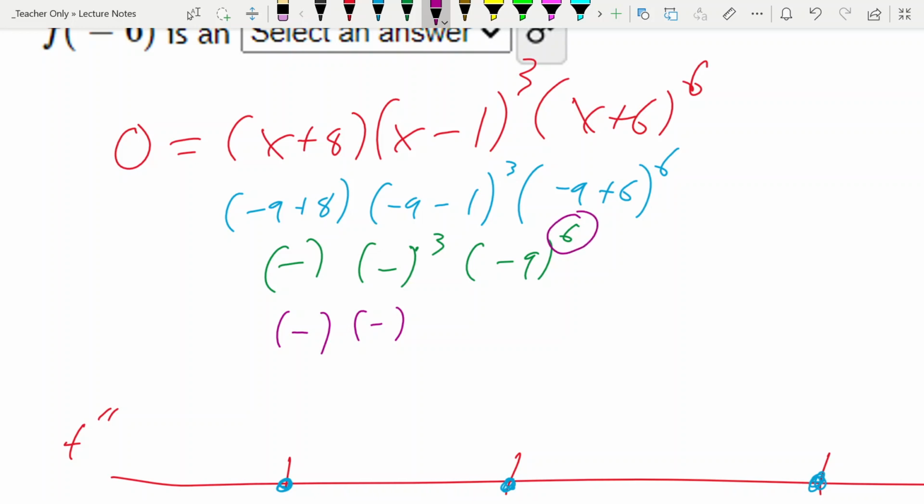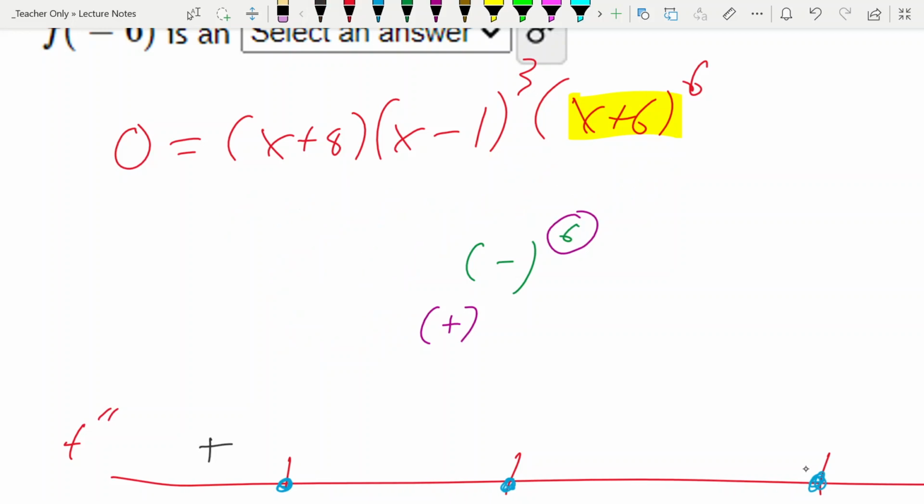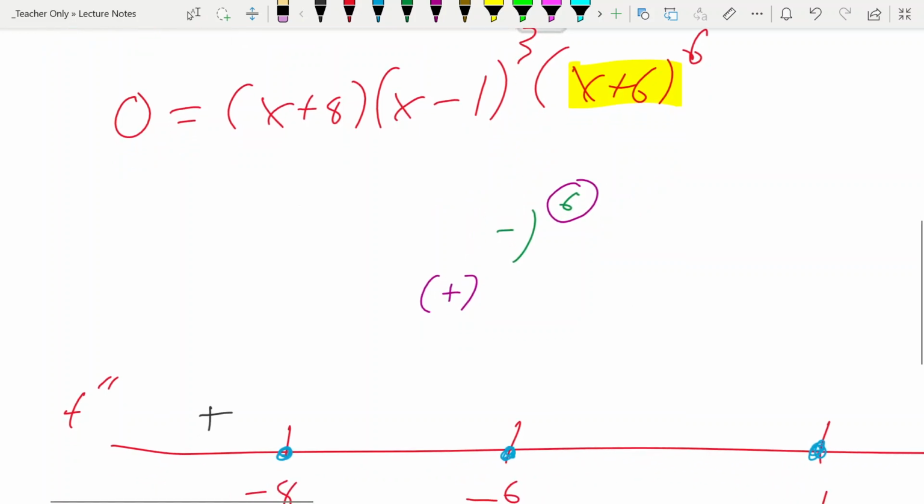Now, anything to an even degree will always, I apologize, that shouldn't be a 9. That should just be a negative number. There we go. Anything to an even degree is always positive, right? A negative times a negative is a positive number. So therefore, that's a positive. And this will never change. No matter what number we substitute in, this factor will always be a positive answer because of the degree of 6. So I'm going to look at this now and say negative times a negative times a positive makes a positive. And now we start over. But I'm not going to touch that last one because we know it's always positive. So I don't care.